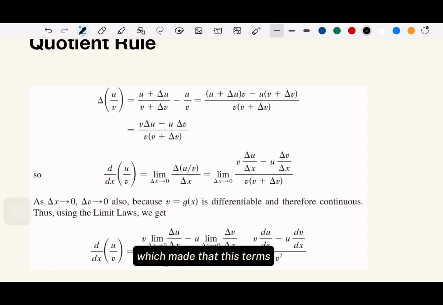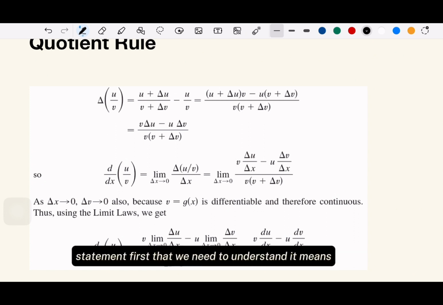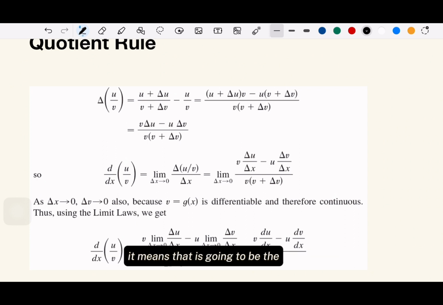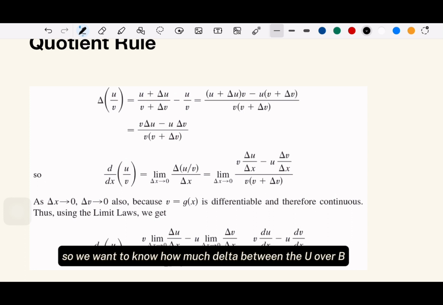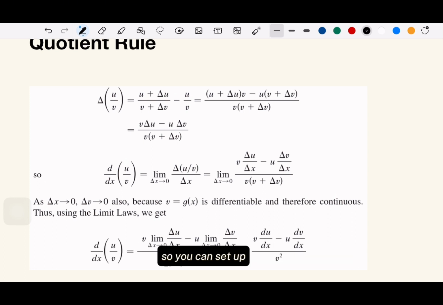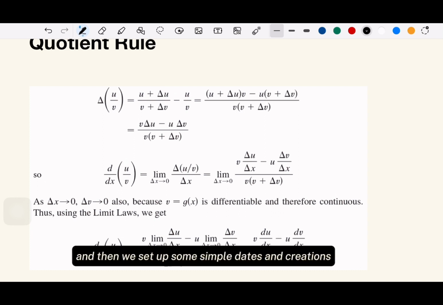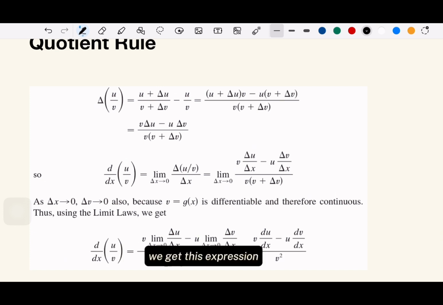which means that these terms are going to have differences, right? So we set up this statement first that we need to understand, which is the whole thing altogether minus the original one. So we want to know how much delta there is in u over v. So we have some plus delta, then we minus the original value or function. We think of u and v as functions. And then we set up some simplification, we combine these two together, and we get this expression.